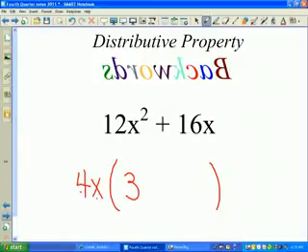X squared divided by x, the greatest common factor, would give me x. Why is that? Remember, when we're dividing, we're subtracting the exponents. We have our plus sign, so we bring that down. And then we have 16 divided by 4, which gives me 4.